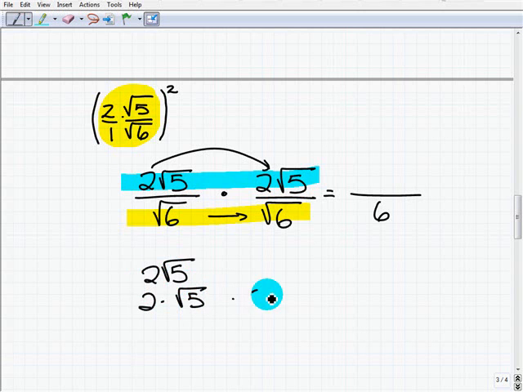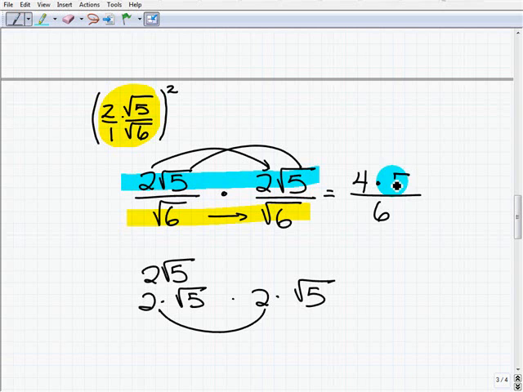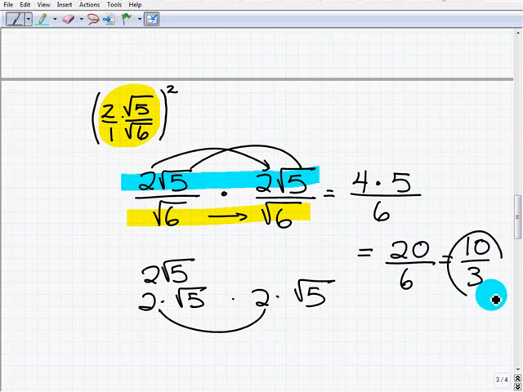So I can write the order here any way you like. I'm going to multiply the 2's together. So this is going to be 4. 2 times 2 is 4, and radical 5 times radical 5, the radical goes away, so that's simply 5. So we're left with 20 over 6. And of course, that can reduce down to 10/3.